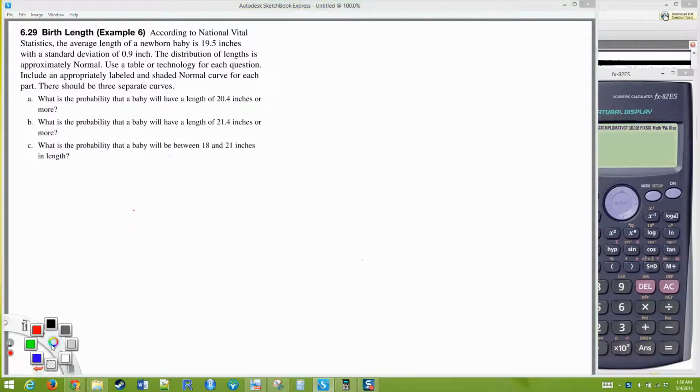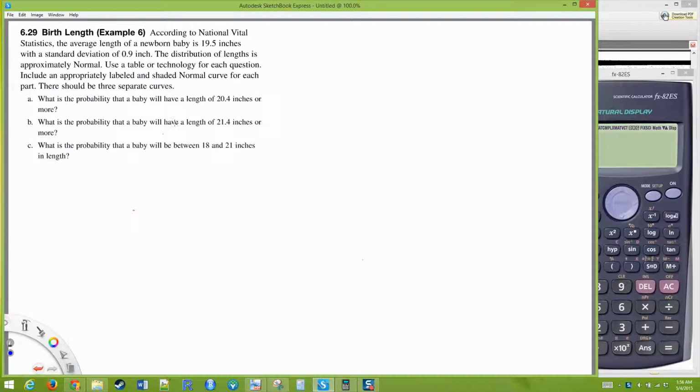Okay, in this problem, we are going to answer these questions. What is the probability that a baby will have a length of 20.4 inches or more? So as we read the problem description for 6.29, we see that the average length of a newborn baby is 19.5 inches. So that will be our mean, 19.5, and the standard deviation is 0.9. And it says that they are approximately normal.